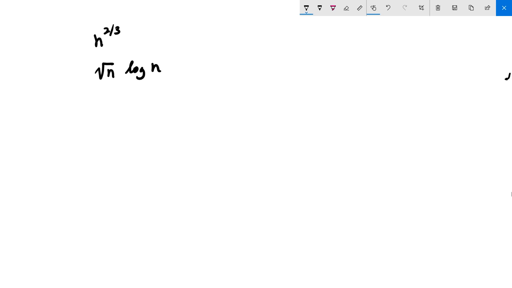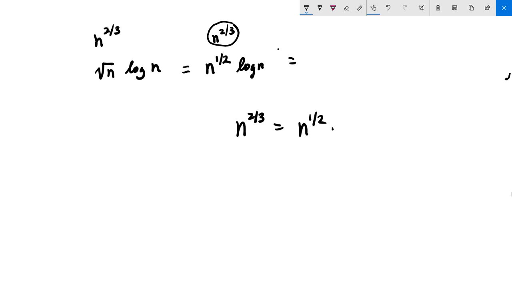Well, it's nice to write them in a form that makes them look similar. So we'll write this as n to the 1/2 times log n. No, log n is not a constant. What I want to do is make this have an n to the 1/2 term in it. So let's rewrite n to the 2/3. That's going to be n to the 1/2 times what? Times n to the 1/6.